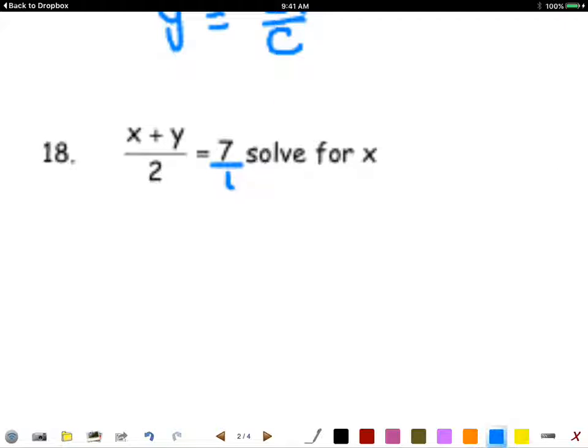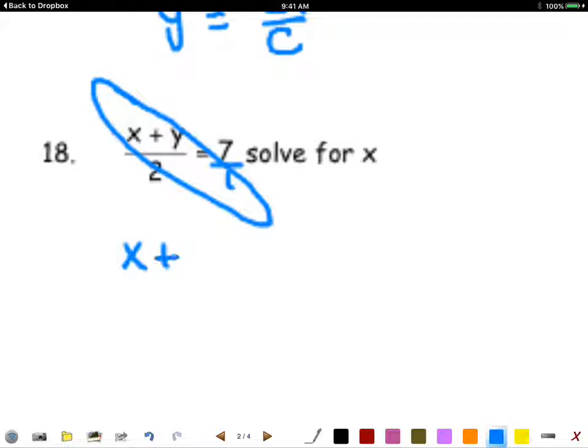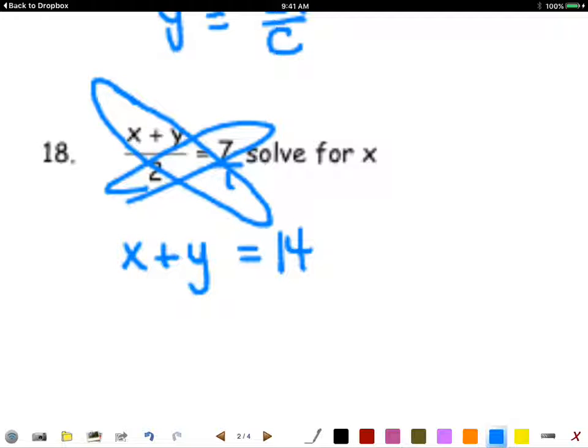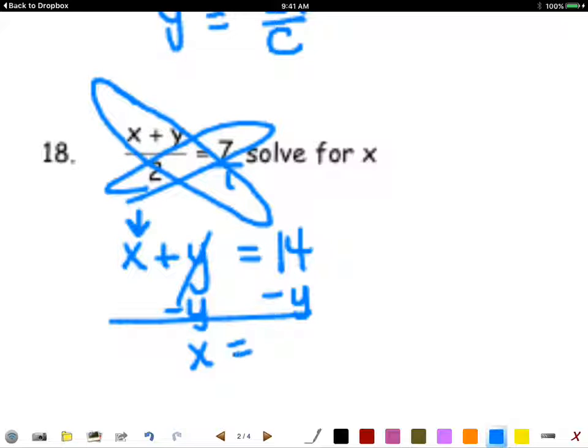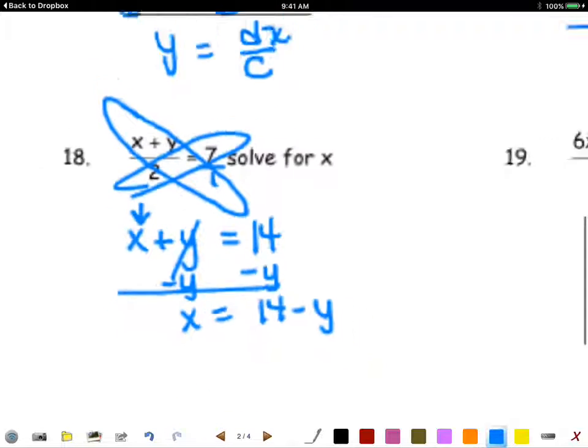Put a 1 under here. Now, we do have two variables, so we are going to have to solve for x, but let's do what we just did. X plus y times 1, x plus y, equals 2 times 7 is 14. If we're solving for x, we're still going to get rid of that plus y by doing minus y. So x equals 14 minus y. Or, if you wanted to, you could write x equals what? Negative y plus 14. Okay, it can be either way.